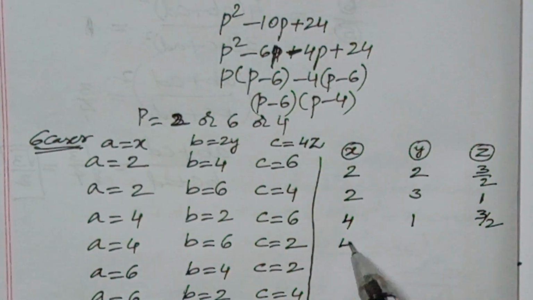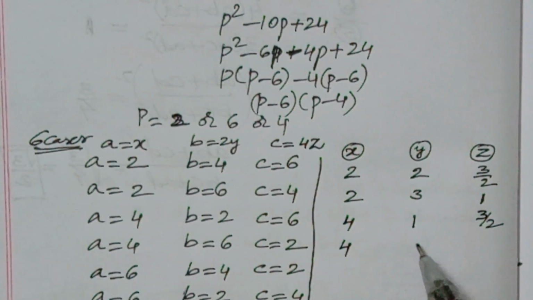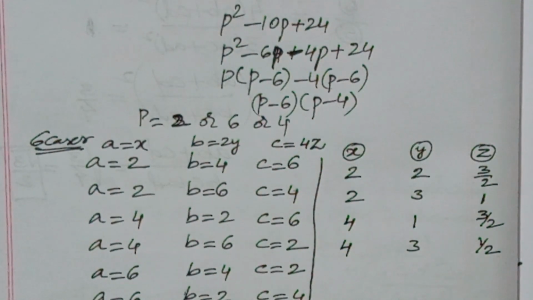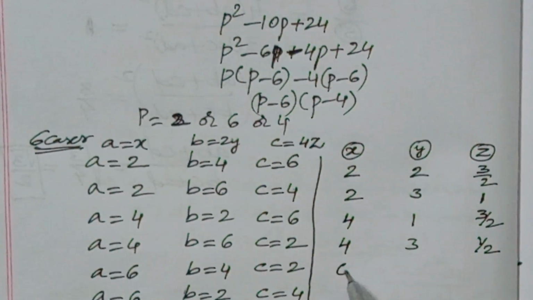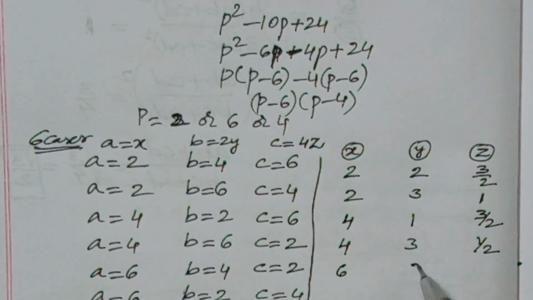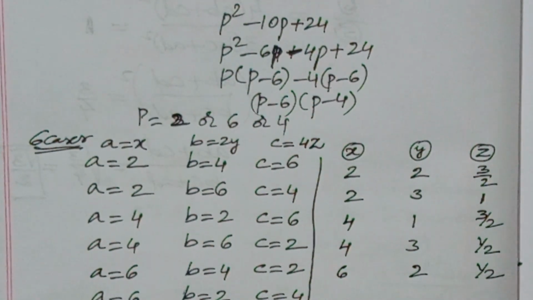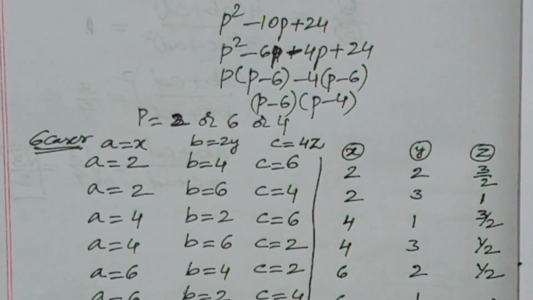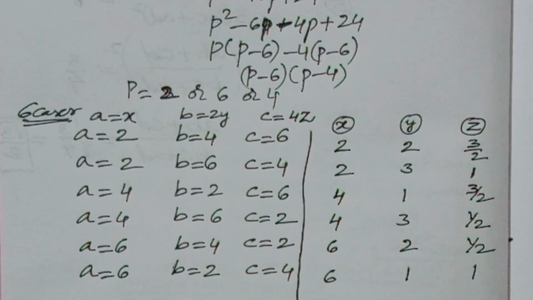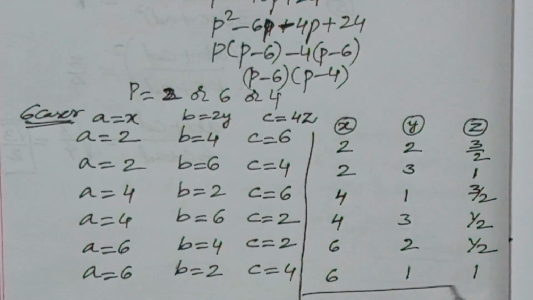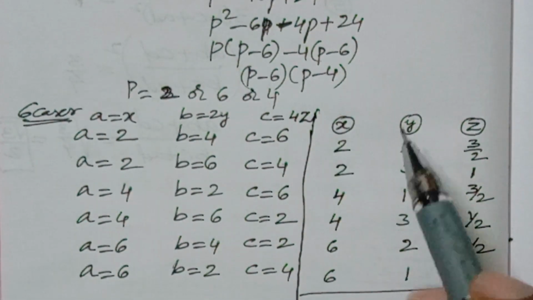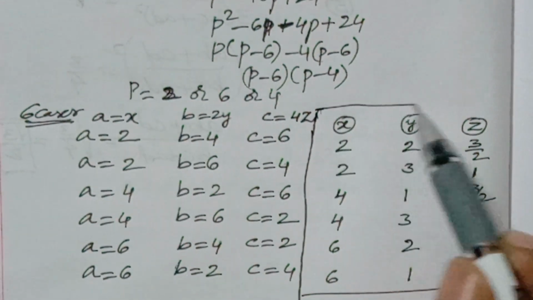Now a value means x value 4, y value 1, z value 3 by 2. Next, x value 4, y value 3, z value 1 by 2. x value 6, y value 2, z value 1 by 2. x value 6, y value 1, and z value 1. So these are the 6 values, 6 distinct ordered triples you are getting which satisfy the given equations.